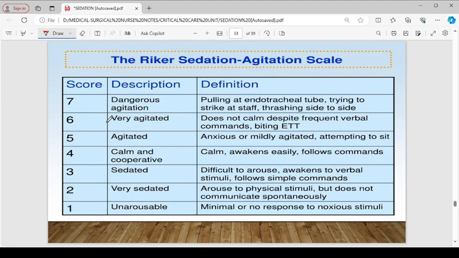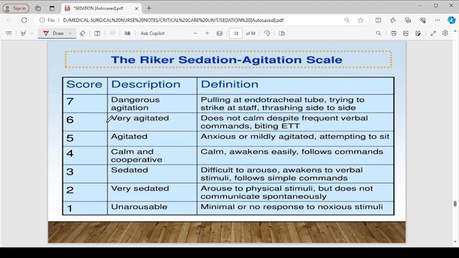So for the Riker Sedation-Agitation Scale, it normally ranges from -1 to +7, where +7 is dangerous agitation. This is a patient who is pulling at the endotracheal tube, trying to strike at staff, and thrashing side to side. A very agitated patient will be graded 6, and this is a patient who does not calm despite frequent verbal commands, biting the ETT.